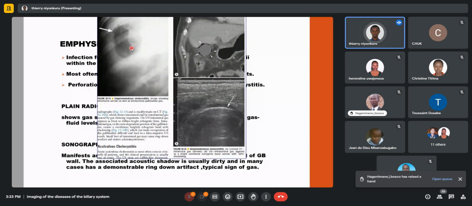So on this plain radiography, we can see the gallbladder, where we can see the wall. There is an area of gas surrounding the gallbladder. So this is a case of emphysematous cholecystitis, which can be seen on plain radiography.